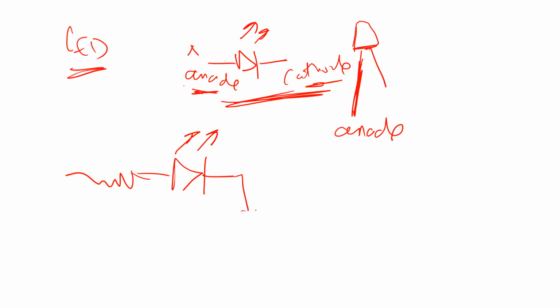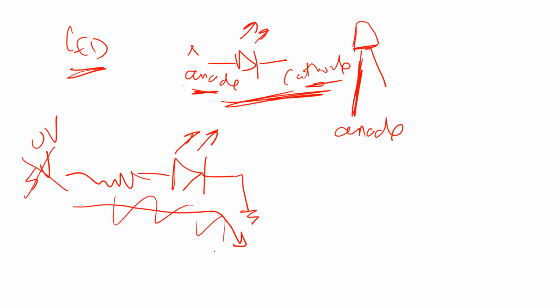So for example, I can put here 5 volt or whatever. In this case, current is going to flow this way and you can turn it on. However, if I put 0 voltage here instead of 5 volt, that means the voltage at the anode is not greater than the cathode. Cathode is 0, so in this case, this one should be off.